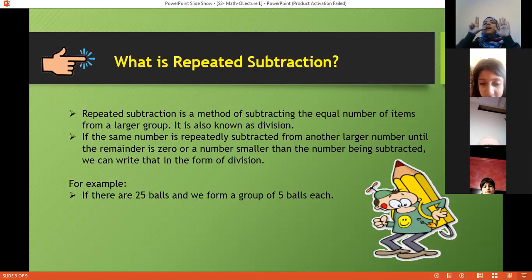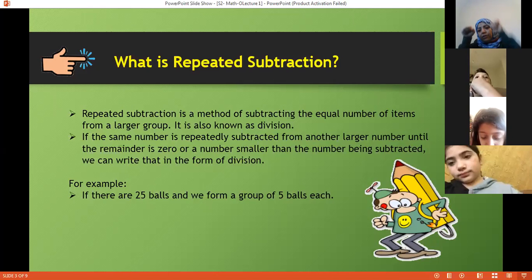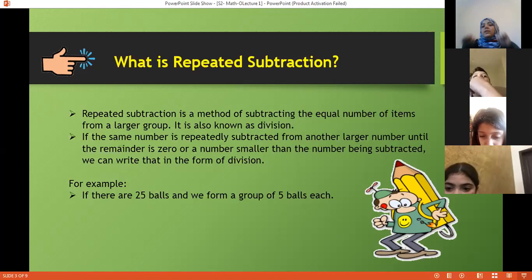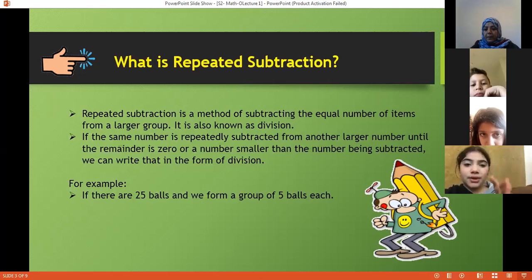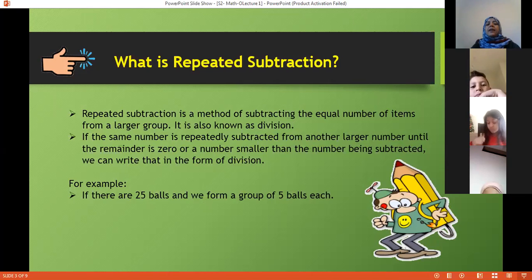I subtracted another 2. 6. I subtracted another 2. 4. Another 2. 2. Another 2. 0. So actually, I'm repeating the same subtraction several times. We have to repeat from the bigger number until we get to 0. Exactly. That's what's known as division. So division is actually repeating the subtraction several times.